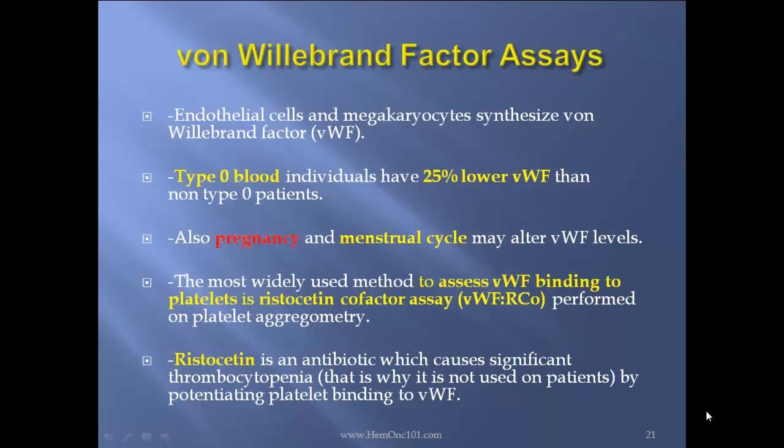The most widely used method to assess von Willebrand factor binding to platelets is the ristocetin cofactor assay, performed on platelet aggregometry. Ristocetin is an antibiotic which causes significant thrombocytopenia. That is why it was never used on patients, by potentiating platelet binding to von Willebrand factor.